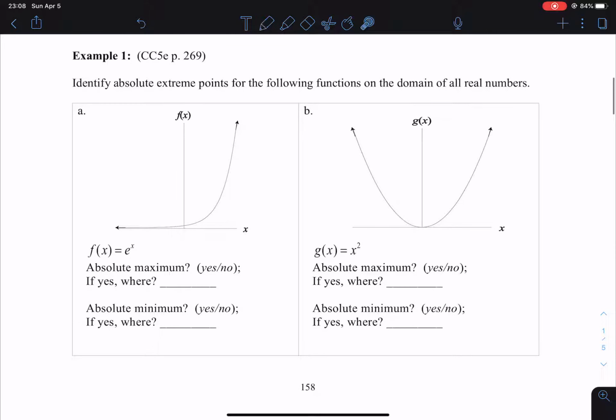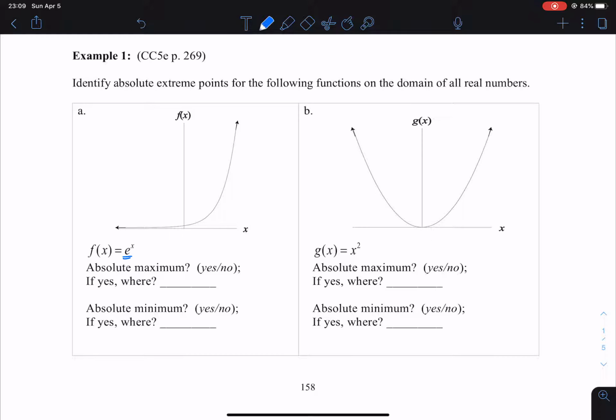And so for the first function, when x goes to infinity, the function increases without bound. The function also goes to infinity. And when x goes to negative infinity, the function actually goes to 0. The first function is e to the x.